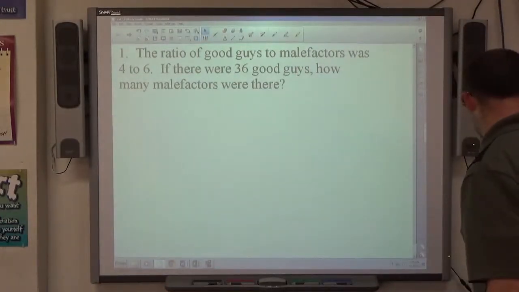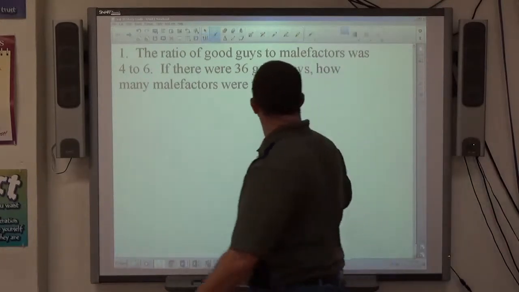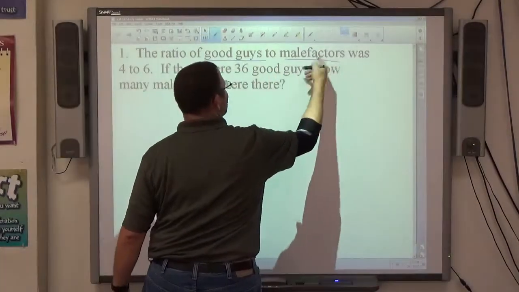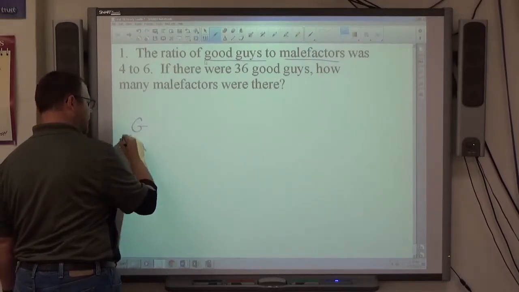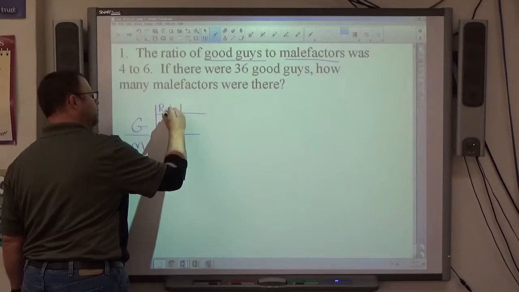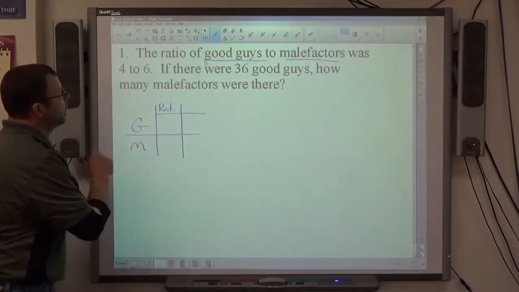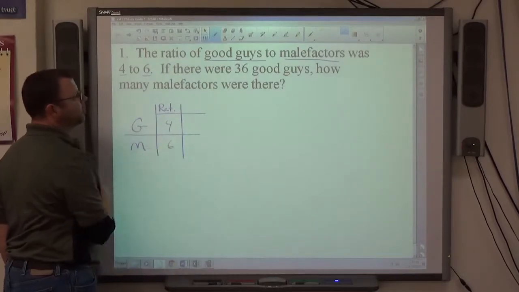Okay, number one on the test 10 study guide, the ratio of good guys to malefactors was 4 to 6. They gave us categories of good guys and malefactors, which is bad guys. I'm going to say G for good guys, N for malefactors. I put a ratio column. The good guys 4 to malefactors 6, so 4 to 6.